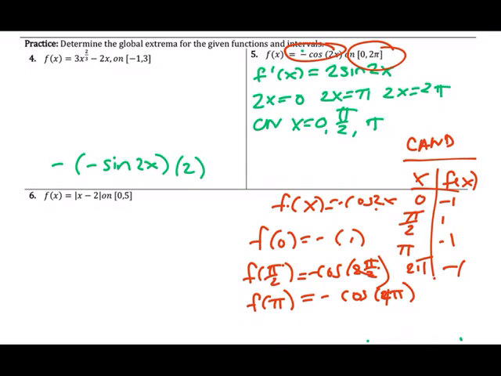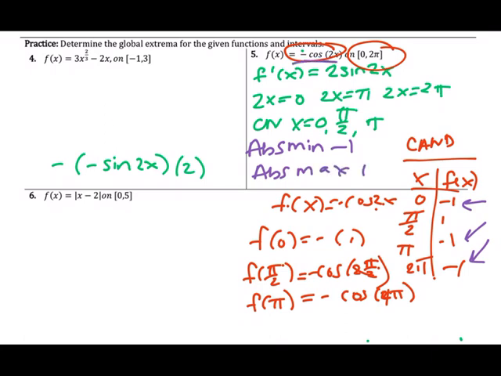Now, if you notice in this table, we actually have 3 of the same value. That's okay. This question isn't asking us for ordered pairs. It's asking us what the absolute max and the absolute min are. Well, the absolute minimum is negative 1, and the absolute maximum is positive 1. And that should make sense.